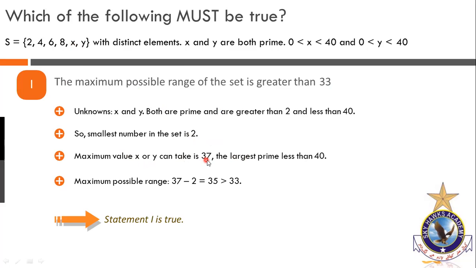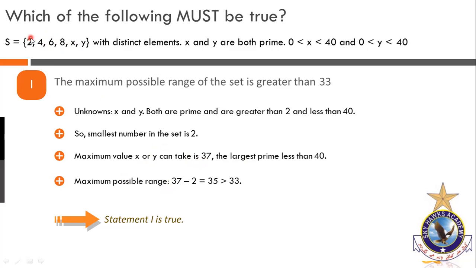So this was absolutely right. The largest prime less than 40 is 37, because whether you are taking y or x or anything, it must not exceed 37. Are you with me? Are you getting this? Because 40 is the limit, and before 40, 37 is the prime number that is nearest to 40. So for the maximum possible range, whether we put x equal to 37 or y equal to 37, in both cases that will be the maximum value of this set.